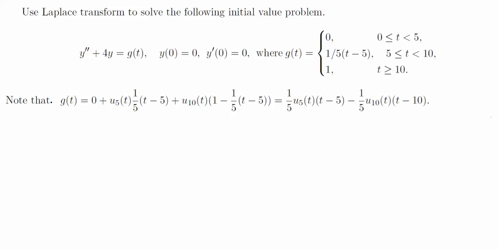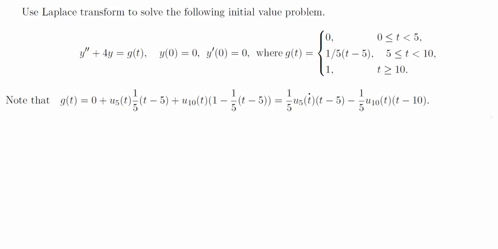So this g is in fact first piece 0 plus the unit step function, or Heaviside function, at 5 times the second piece minus the first piece, just as you get there, plus these two functions differ at 10, so the Heaviside function at 10, u10(t), times the third piece minus the second piece, 1 minus 1/5 (t minus 5). Simplify this, you get 1/5 (10 minus t), which is negative 1/5 (t minus 10).